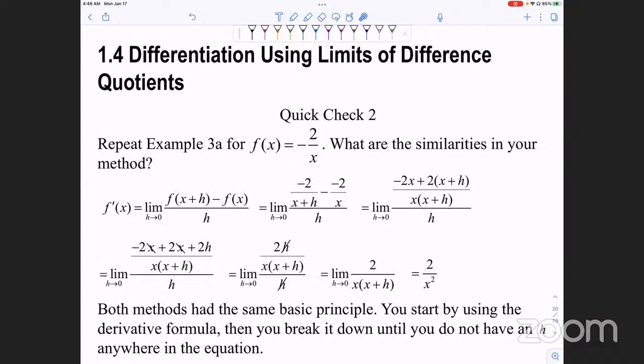What are the similarities? So we got -2/(x plus h) minus (-2/x). You can do a common denominator right here. Notice these guys cancel. This h is going to cancel this h, right? And then if we take the limit as h tends to 0, we're going to get 2/x squared.